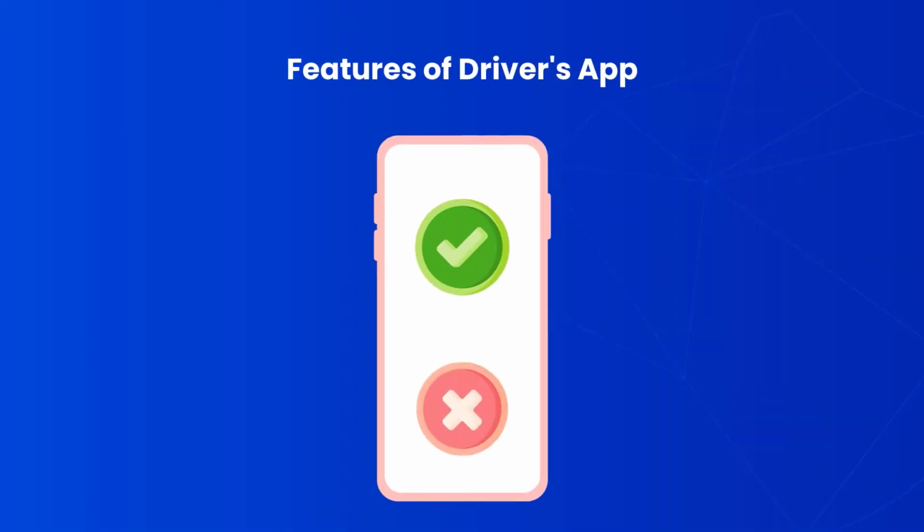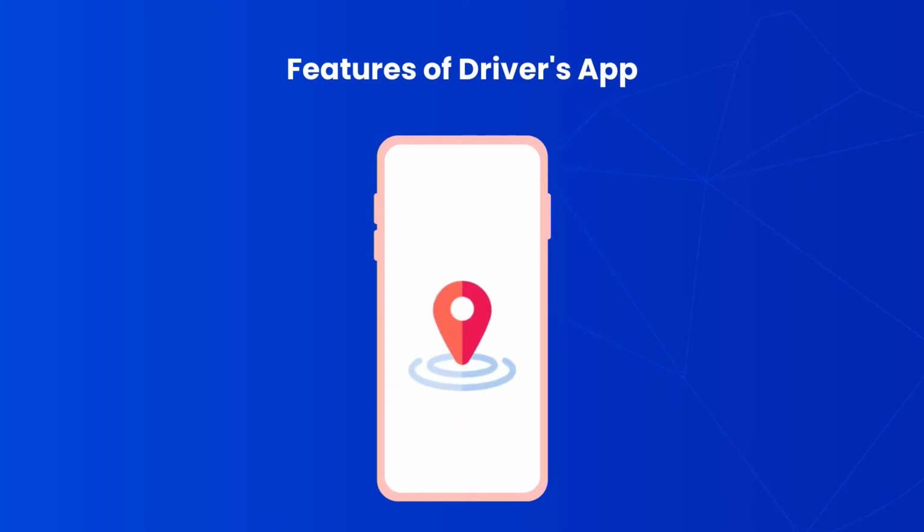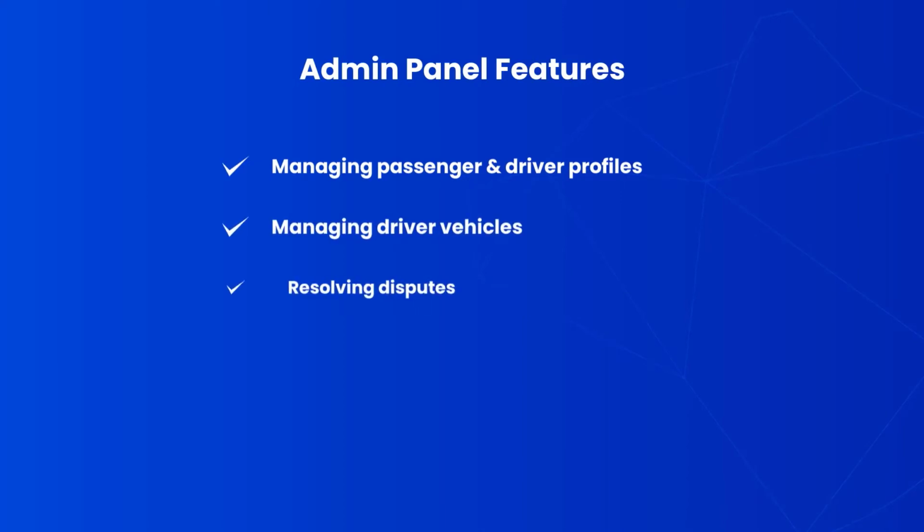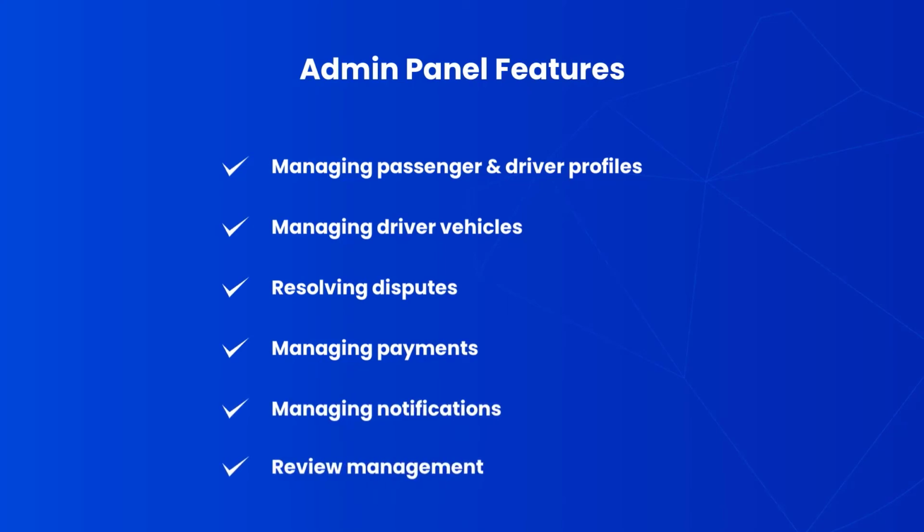On the other hand, the driver's features are fewer and simpler. On the Uber app, a driver can accept or reject a passenger's ride, get navigation instructions in the app, chat or call passengers, and receive the trip fare. To make sure that the drivers and the passengers of the Uber app are on the same page, the company uses various admin panel features such as managing passenger and driver profiles, managing driver vehicles, resolving disputes, managing payments, managing notifications, review management, and more.